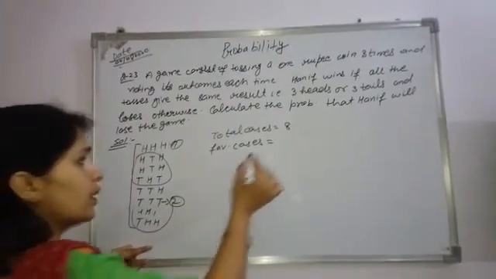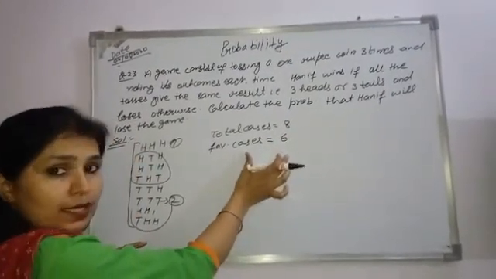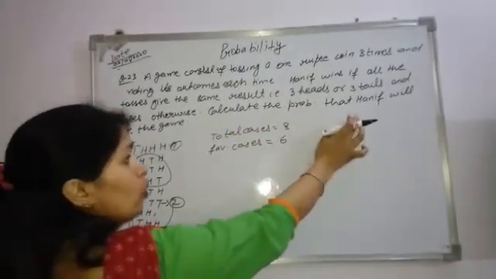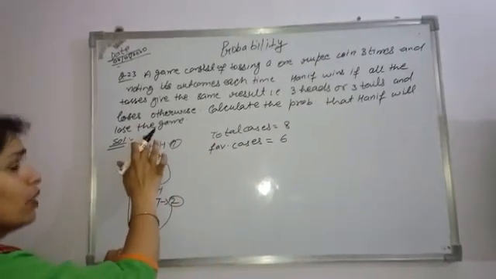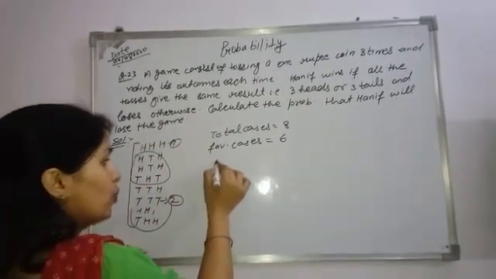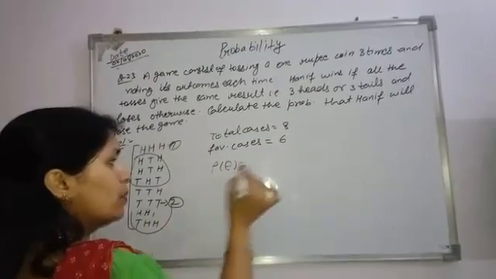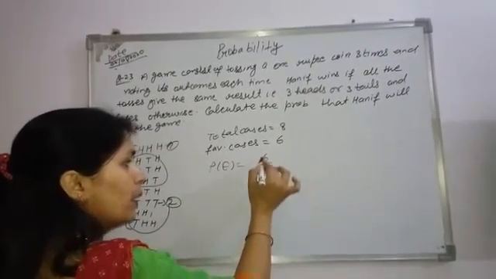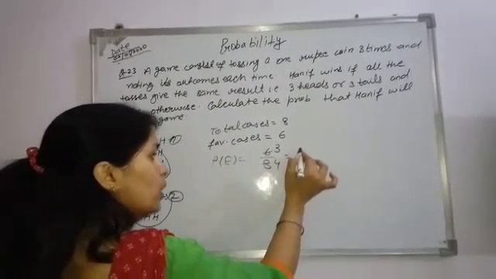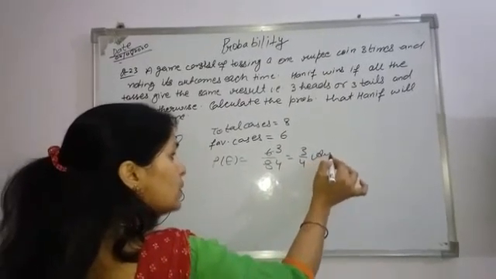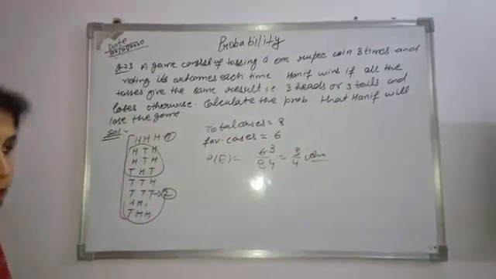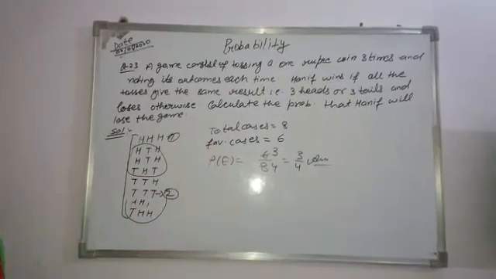So how many cases are left? 6 cases. So these 6 cases are in our favor because we want to find the probability when he loses the game. Probability when he loses the game is equal to 6 divided by 8, which is 3 by 4. So this is the answer of this question. By this method we can calculate our probability.